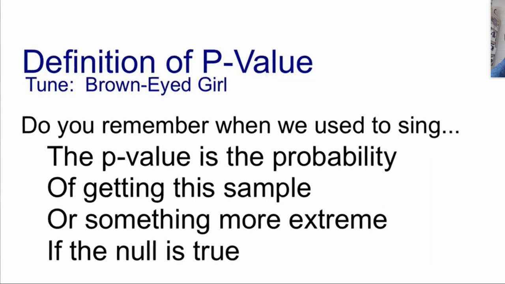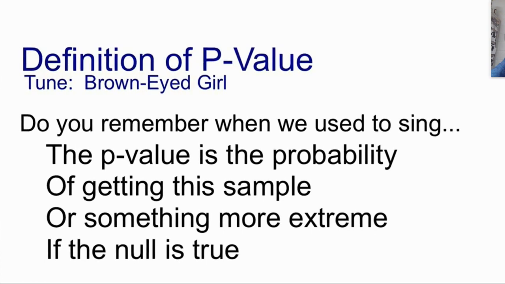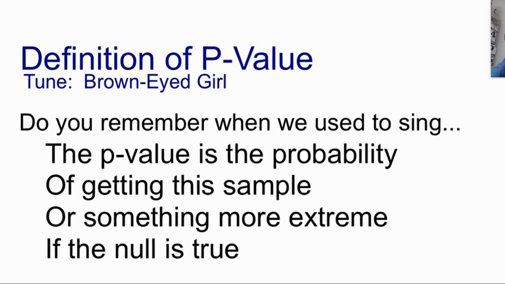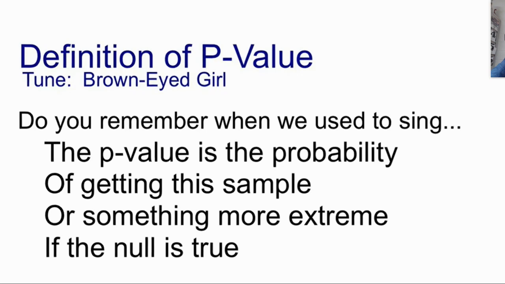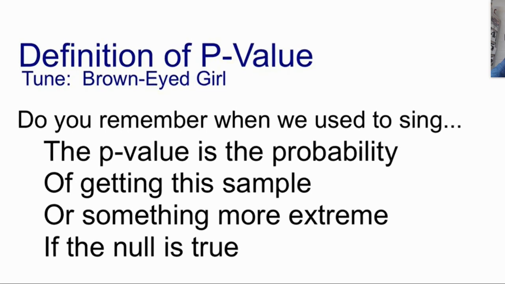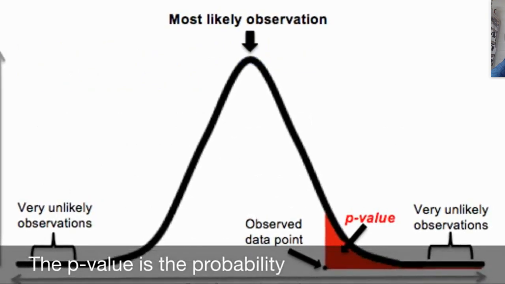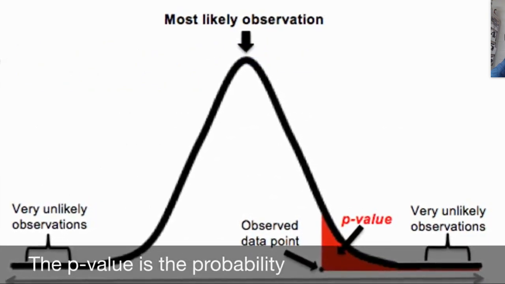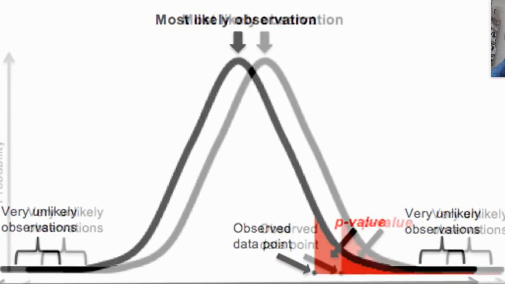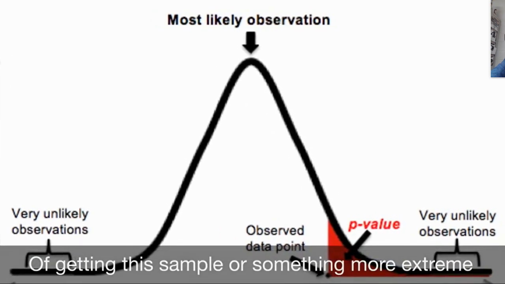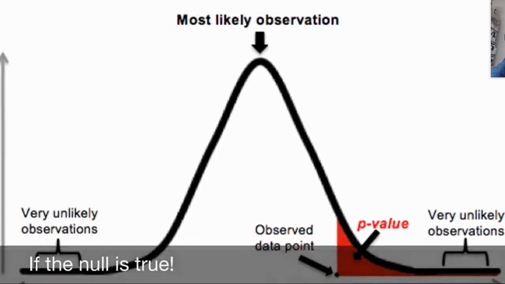Do you remember when we used to sing? The p-value is the probability of getting this sample or something more extreme if the null is true. The p-value is the probability of getting this sample or something more extreme if the null is true.